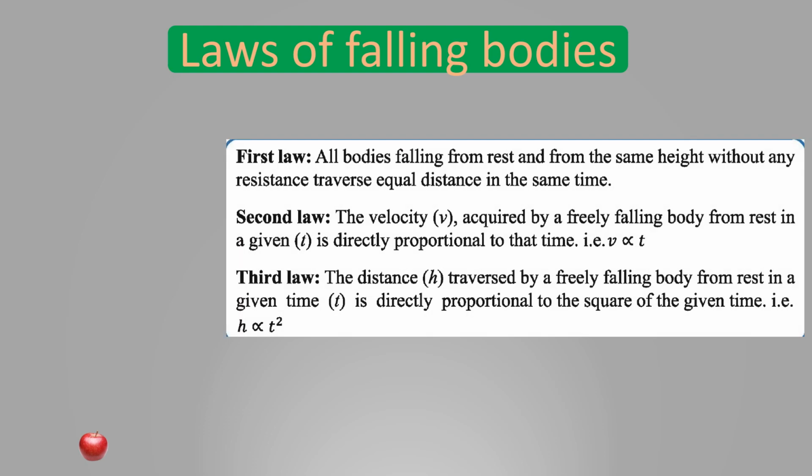The first principle said all bodies falling from rest and from the same height without any resistance traverse equal distance in the same time. In the second law, he stated that the velocity acquired by a freely falling body from rest in a given time is directly proportional to the time, that is, v is proportional to t. And in the third law, he stated that the distance traversed by a freely falling body from rest in a given time is directly proportional to the square of the given time, that is, h is proportional to t squared. Using Galileo's principles, we can solve many problems for freely falling bodies.